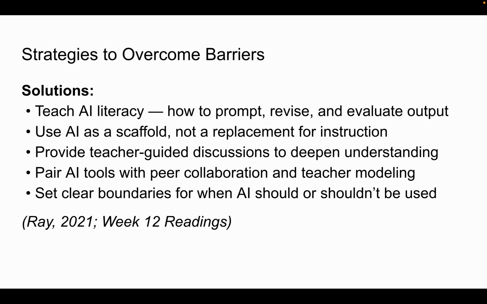Strategies to overcome barriers. Several strategies can help overcome these barriers. One is teaching AI literacy, helping students learn how to prompt effectively, revise outputs, and question the accuracy of the responses they receive. Teachers can also model how to use AI, limit the types of tasks where AI is allowed, and combine AI support with peer discussions and teacher feedback. By establishing clear boundaries and using AI as a scaffold rather than a shortcut, we can ensure students are still building strong literacy skills.